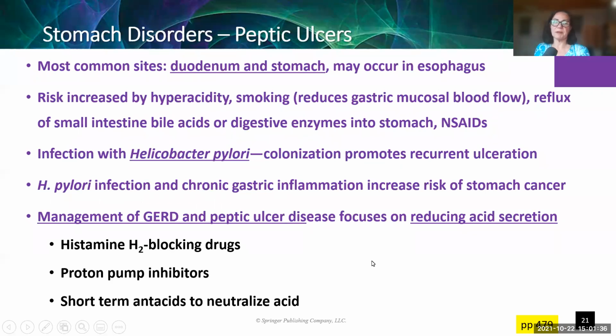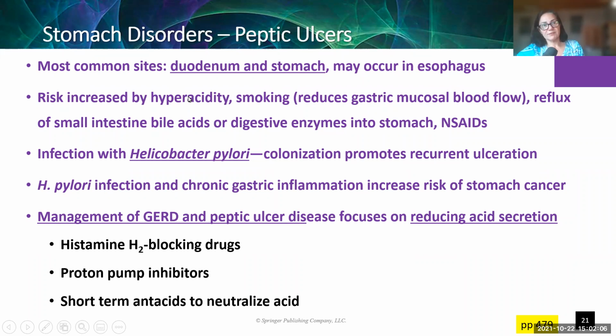All right, so that brings us to peptic ulcers. The most common sites for peptic ulcers are the duodenum and the stomach. So think stomach, and then a little bit below the stomach, the duodenum, the very first bit of the small intestine, and then go up a little bit from the stomach, and that's the esophagus. Those are the places where you're likely to see peptic ulcers, and it's mostly in the stomach and the duodenum.